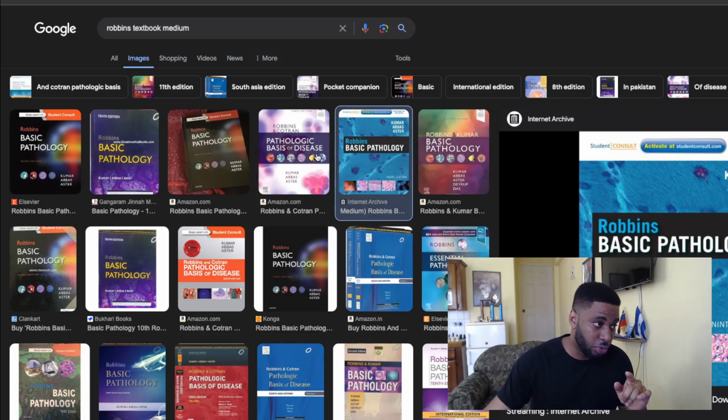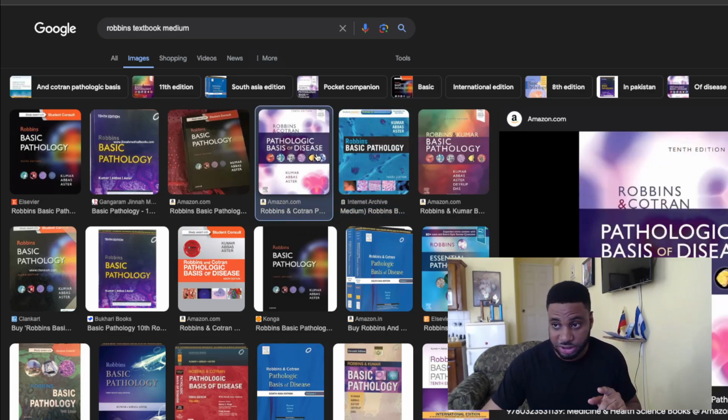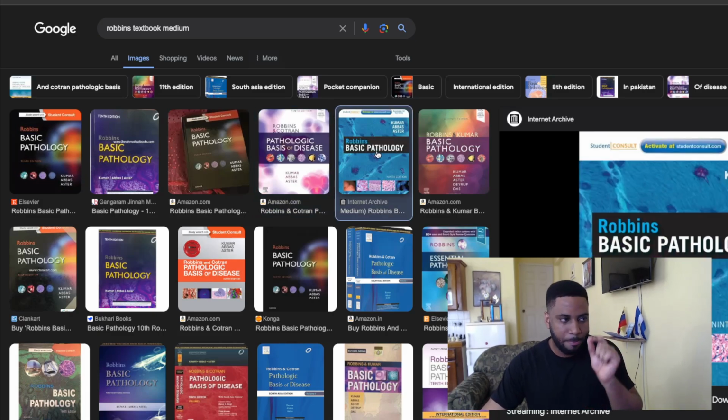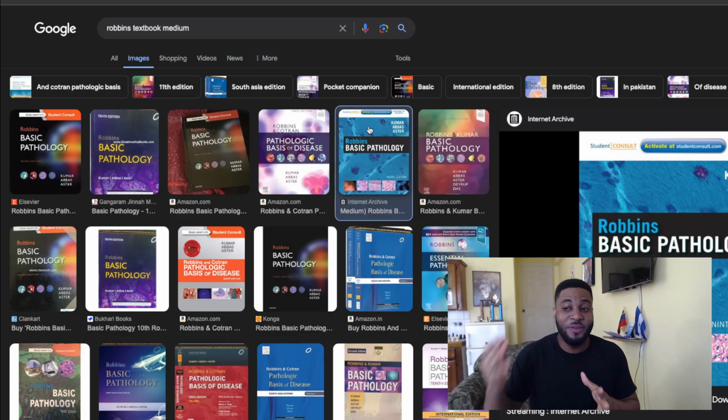Not this book. Not the pathologic basis of diseases. No. Not the pathologic basis of diseases, but Robbins basic pathology. Again, it's the same authors, but it's like a sized down version of the book. This is the book I used during med school. Okay. I read this book during the holiday before school resumed. So before school resumed, I had covered 3, 4, 5 chapters of the book already and done questions in advance, right?